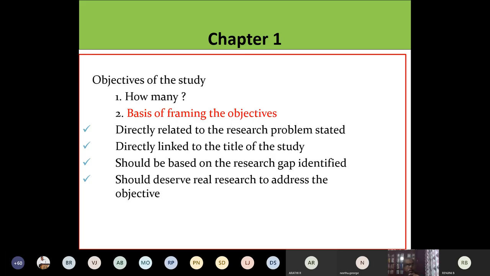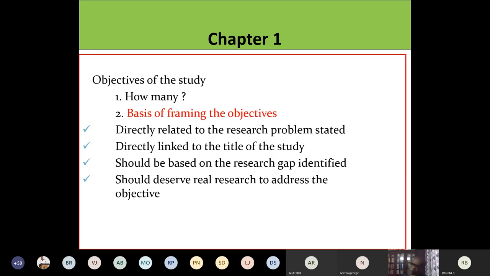Another question is, on what basis are the objectives of the study framed? How to write objectives? What are the things to be considered for writing the objectives? The first thing is that the objective should be directly related to the research problem stated. I have already told you about the research problem. The research problem must be stated in a small paragraph, that is, the description of the study you are going to undertake.